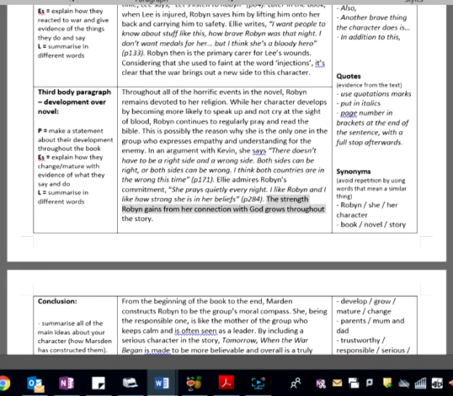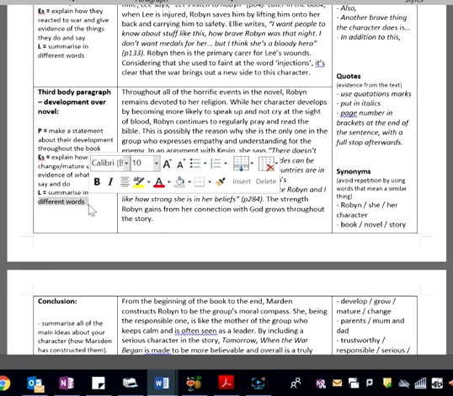And there's my link sentence. My point is that she remains devoted to her religion, so my link has to say the same thing but in different words.